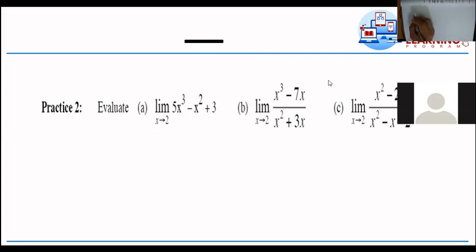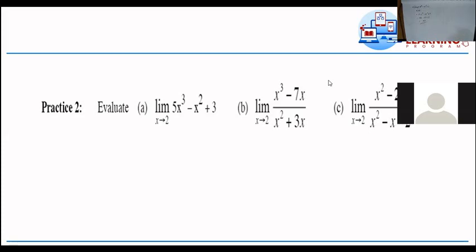Can you see my screen? So letter A, we have 5x cubed minus x squared plus 3, the limit as x approaches 2. So we have 5 multiplied by 2 raised to 3, minus 2 squared, plus 3. 2 raised to 3 is 8, times 5, we have 40. 2 squared is 4, plus 3. So 40 minus 4 is 36, plus 3. The answer is 39.